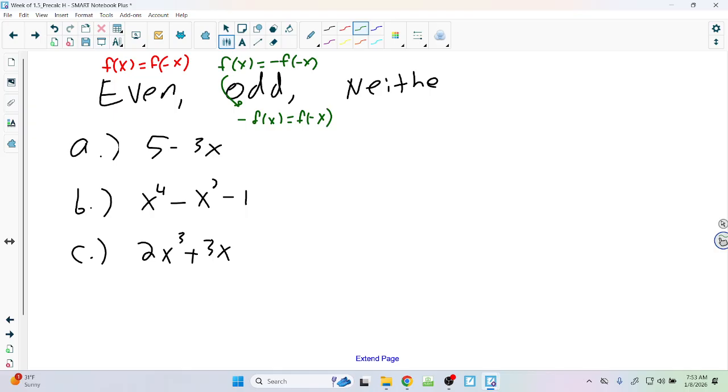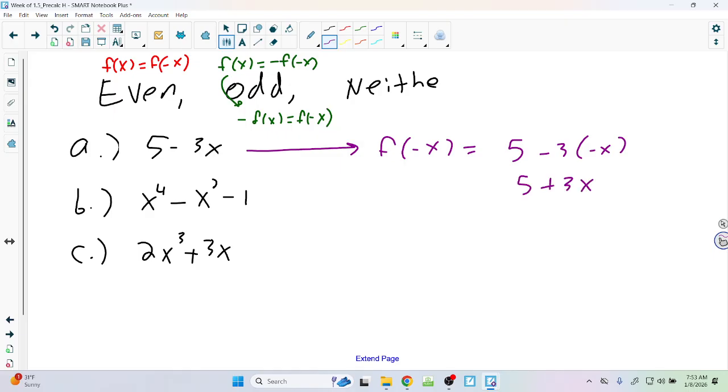So what we would do with the first one, right? We would say f of negative x is 5 minus 3 times negative x, which is 5 plus 3x. Is that the same as our original or the exact opposite sign? It's neither, right? It's not the exact opposite because of the negative 5. If the 5 was negative, then yeah.